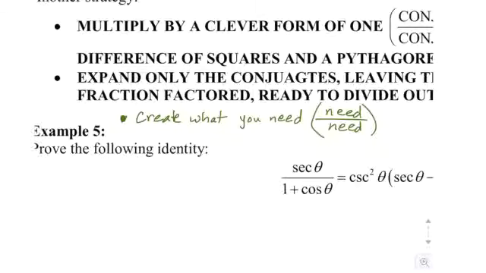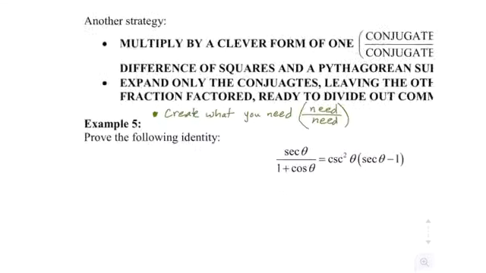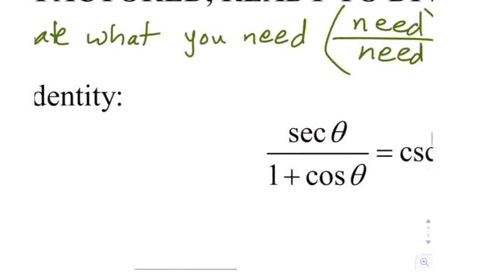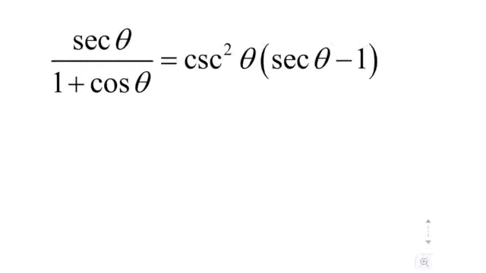Yeah? Okay. All right. Example 5. Prove the following identity. Those instructions are getting old. There we go. We have theta now instead of t or x. And I'm gonna leave it to you to jump in on it.